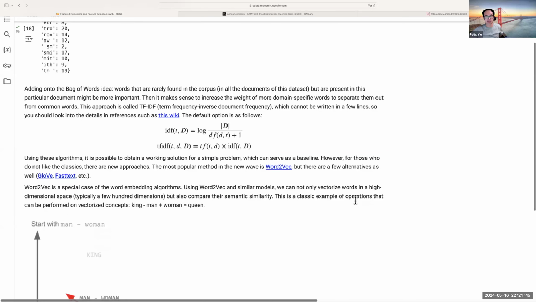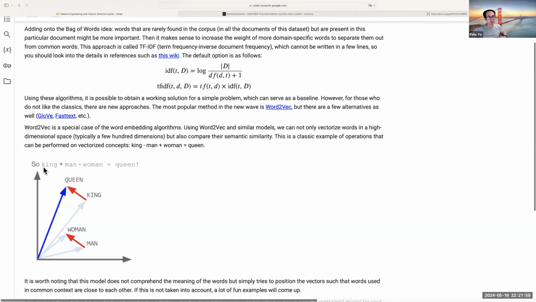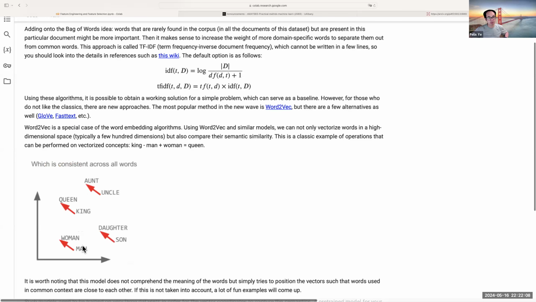you can vectorize words in very high dimensional spaces, typically a couple hundred dimensions, and you can compare semantic similarities. One way to think about this is king plus man minus woman, and you should think about this as being the queen. So that means if this vector here is a man, this vector is a woman.